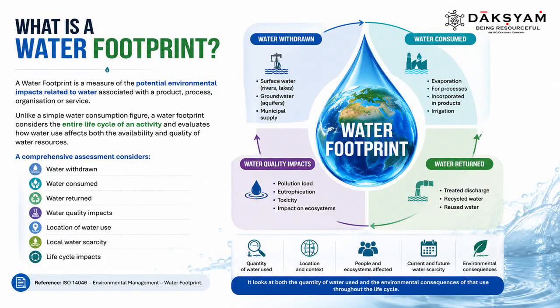So, what exactly is a water footprint? Many people assume it simply means measuring the amount of water consumed. In reality, it's much more comprehensive. A water footprint assesses the potential environmental impacts associated with water throughout the life cycle of a product, process, or organization. It considers where the water comes from, how it is used, how it is returned to the environment, and what impact that use has on local water resources. This internationally recognized approach is defined in ISO 14046, the global standard for water footprint assessment.